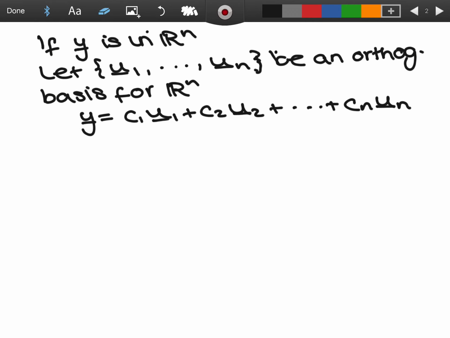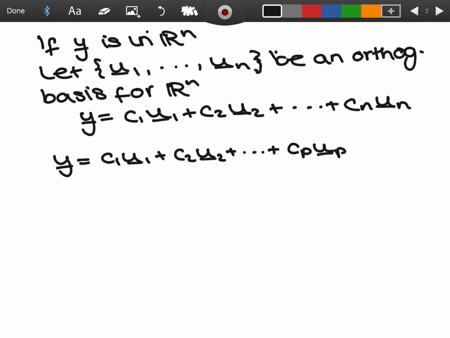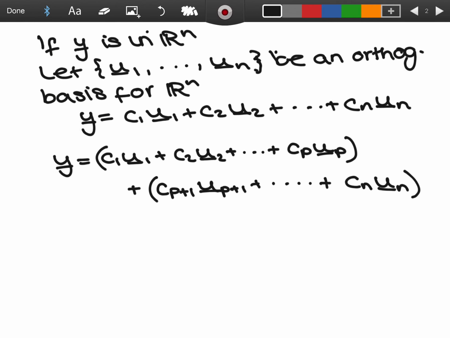Now what I can do here is I can group these terms in y together. So let's say y is equal to c1u1 plus c2u2, I'm going to take that up to cpup. I'm going to group those together, plus my second group is going to be cp plus 1, up plus 1, and I'm going to add all these terms together all the way up to cnun. So I've kind of split them down the middle.